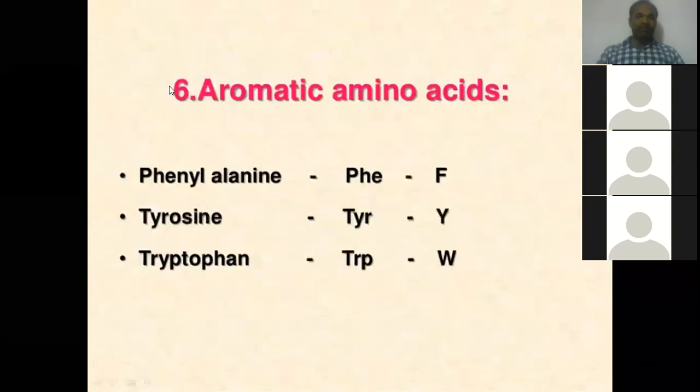The sixth category of amino acids is the aromatic amino acids. The aromatic amino acids are phenylalanine, which is indicated by capital F, then tyrosine, which is indicated by capital Y, and tryptophan, which is indicated by capital W.